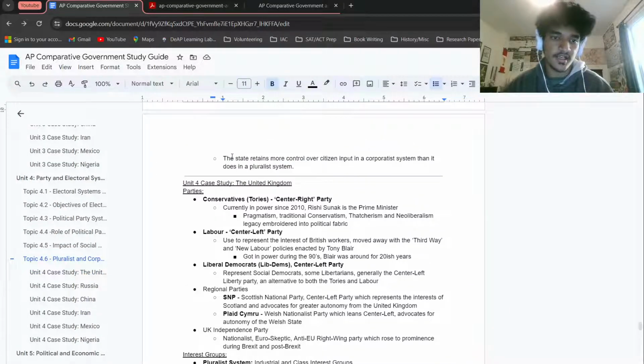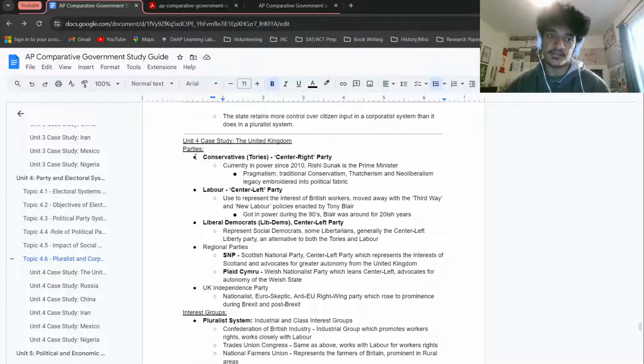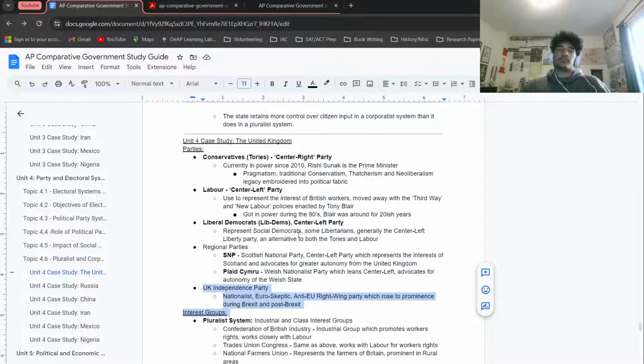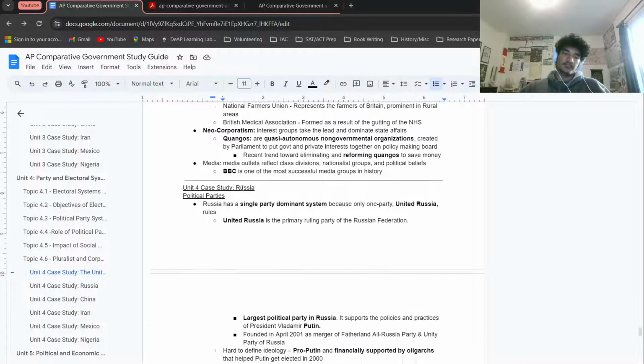Okay, let's talk about the different parties. Case studies: Conservatives, Labor, Lib Dems, SNP, Plaid Cymru. These are your regional parties. These are your big parties. This is the biggest third party besides these. And then, of course, your UK Independence Party. This was created as a result of Brexit. Currently, Tories are in power. Moving on.